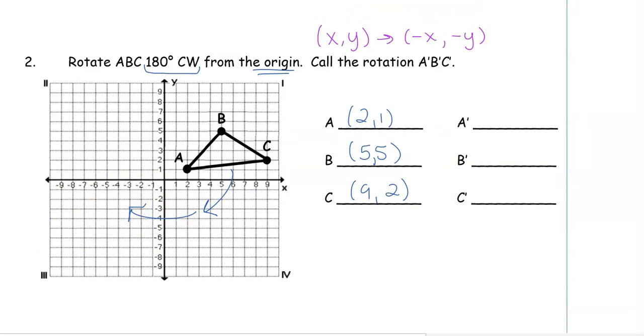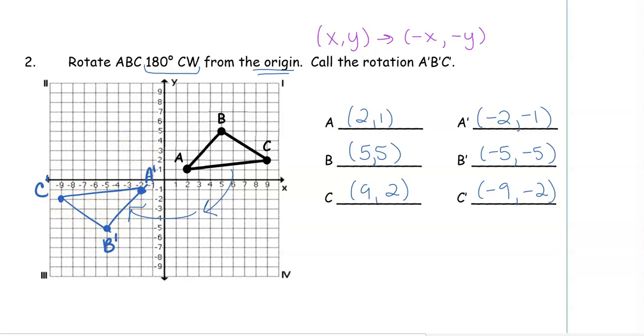If I look at my rules I need to follow, here's my original x. What I do is I make it negative, or do the opposite. Since I'm at a positive 2, it becomes a negative 2. Same thing with the y. I negate it, so that becomes a negative 1. Negative 5, negative 5, negative 9, negative 2. So my new points: the image of A is (negative 2, negative 1). That's the image of A. (Negative 5, negative 5) is the image of B. And (negative 9, negative 2) is the image of C.